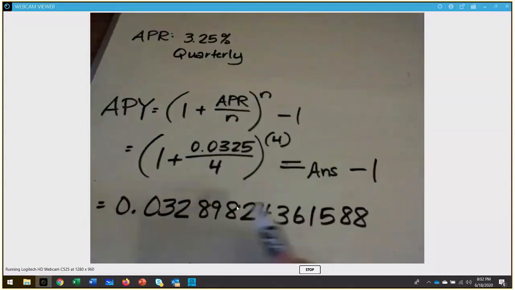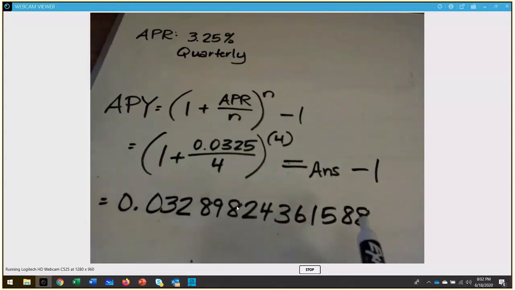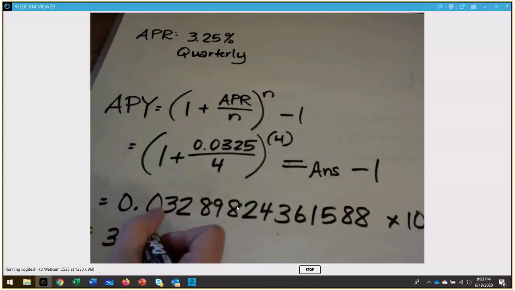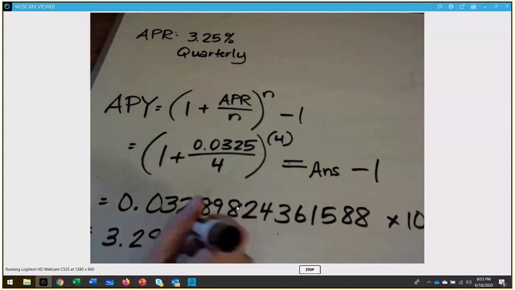All right, here's the decimal I got. I just jotted the whole thing down just to show you. And then when you're done, just leave this in the calculator, hit times 100, and that'll give you your percent. And then you can round it off. So I would make it about 3.29. That's what I'm getting as my final answer.